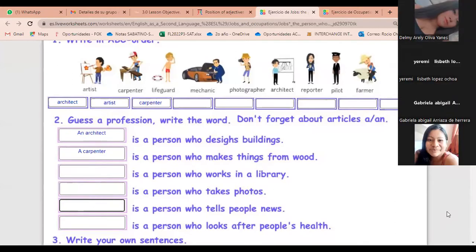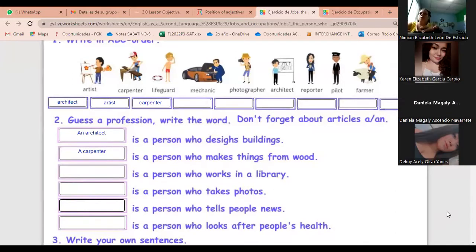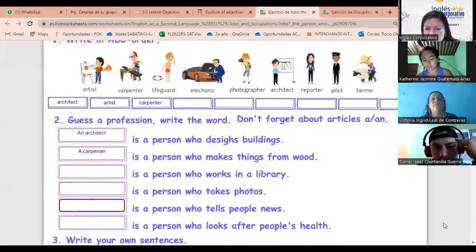Un momento. Alguien tiene el micrófono encendido y escuchamos a sus compañeras o familiares platicar.